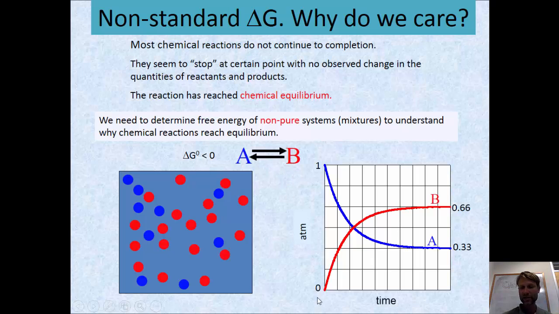And this can be shown with a time plot where the partial pressure of A starts at 1 atmosphere and decreases until it reaches some constant level, and the partial pressure of B starts at 0 atmospheres and increases until it reaches some constant level. And then going forward, the ratio of these two remains constant, and this is called the equilibrium constant, defined as the partial pressure of the products over the partial pressure of the reactants, in this case K equals 2.